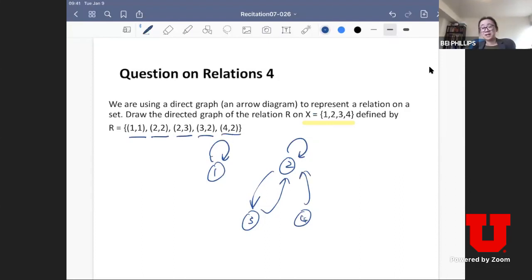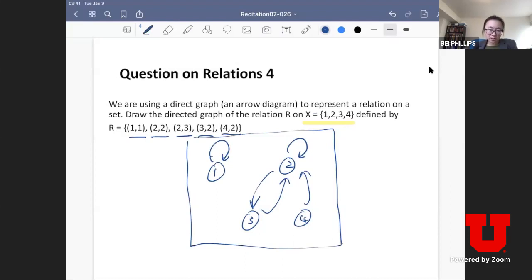Precisely. That's it. This is my arrow diagram that indicates the relation R on the set X, right? It's also considered a directed graph. But the important part here is, remember, I can have an arrow from 2 to 3 and an arrow from 3 to 2, and those correspond to 2 ordered pairs.